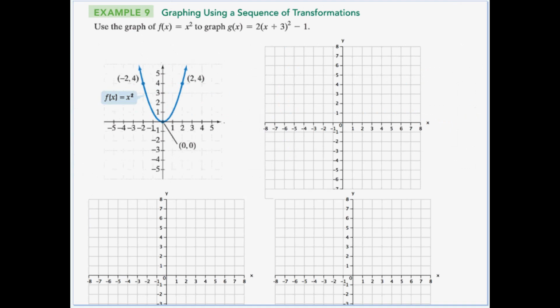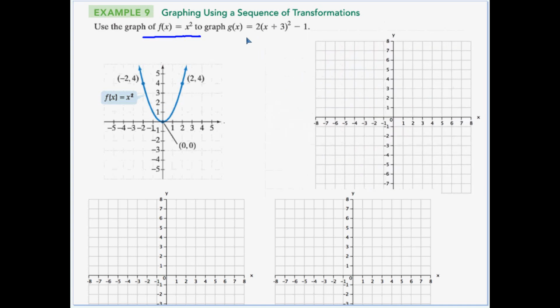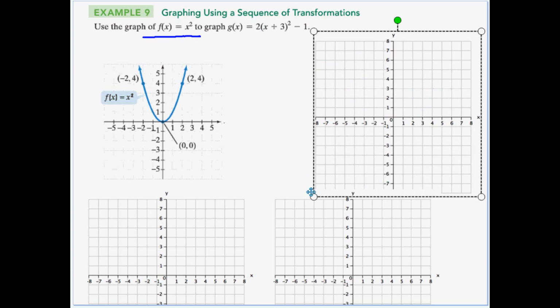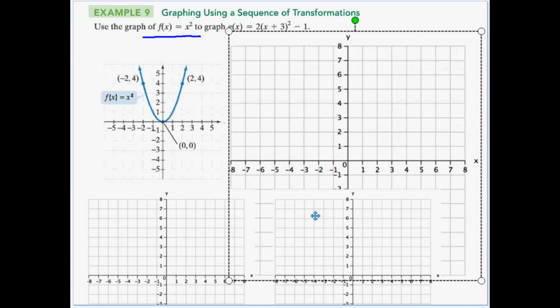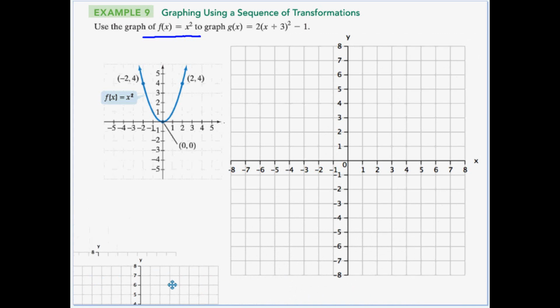So here is another example. Example 9. We have our f of x's x squared graph, and they provided that for us, with 0, 0, 2, 4, and 1, 1, and -1, 1 as some points on there. And they want us to graph that into 2 times quantity x plus 3 squared, minus 1. So maybe I'll try to do this all on this graph.